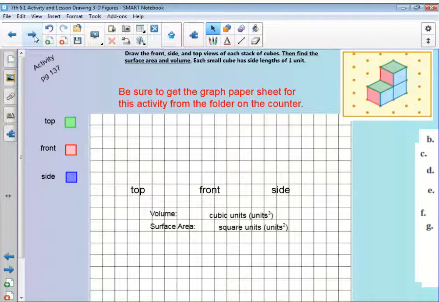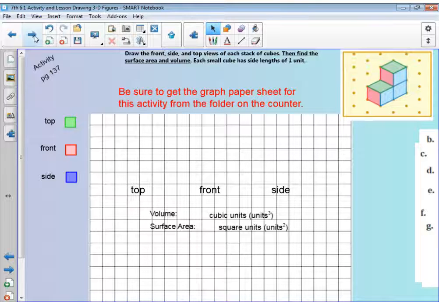So for those of you that are very tactile, you need to be able to touch. I do have cubes over on the counter or in the cupboard above the counter that you could use if you'd like to stack cubes according to the way that it is set up in each of the figures in the book. But hopefully by doing the activity that I'm going to do right now, you'll be able to break it down without having to use the cubes. But those are available if you would like them. Just make sure that you ask.